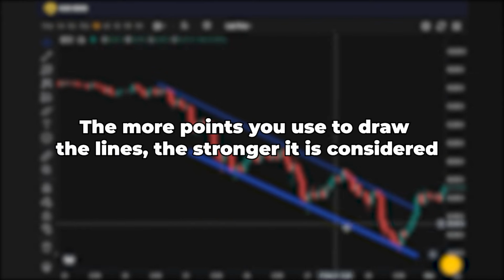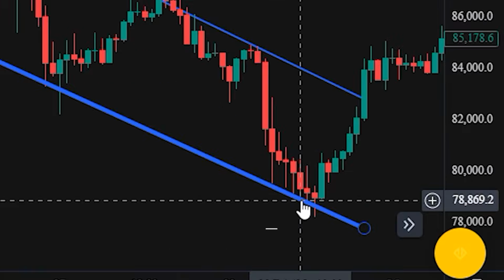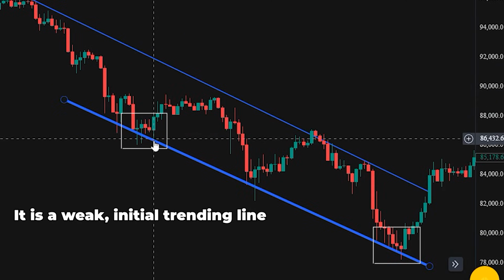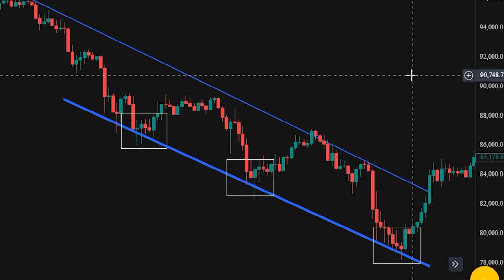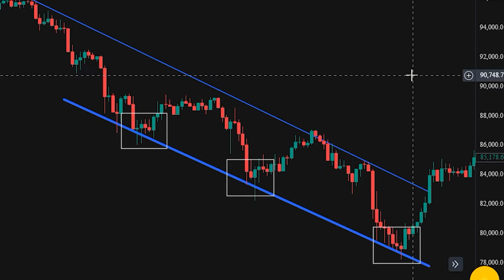The more points you use to draw the lines, the stronger it is considered. If the line has made two touches, that is, if we only have 2 points, it means it is a weak initial trend line. But if you already have 3, 4, 5 bounces off of it, it's a strong level that many traders will make trades from, and it's getting stronger every time.